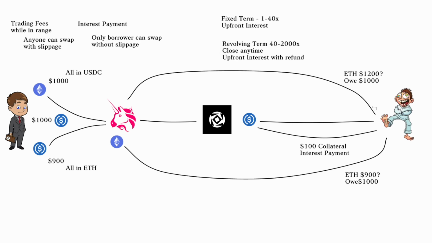However, if he's using a revolving term, he's going to pay probably a lot more interest, right? But he can close it at any time. So he can close his position to stop paying. He's still going to pay upfront interest, right? But when he closes it, he gets a refund of the interest that he shouldn't have paid for, okay?